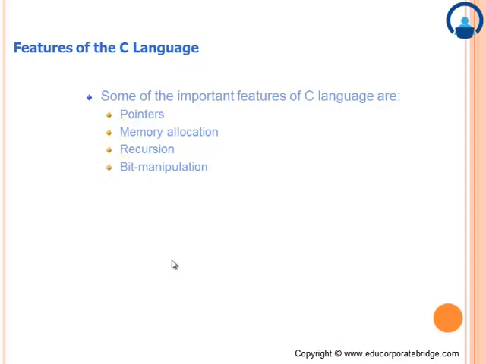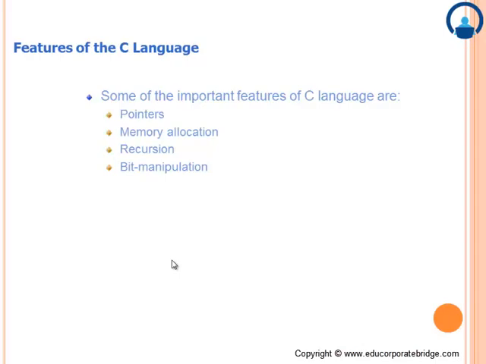Here are some of the features of C language: pointers, memory allocation, recursion, and bit manipulation. What is a pointer? We are going to learn pointers as a separate topic, but let me give a small introduction. A pointer is a name assigned to a memory location. We can refer directly to a memory location using some name, and we can access its internal address or byte number by using pointers.